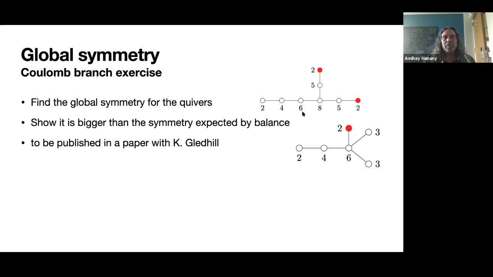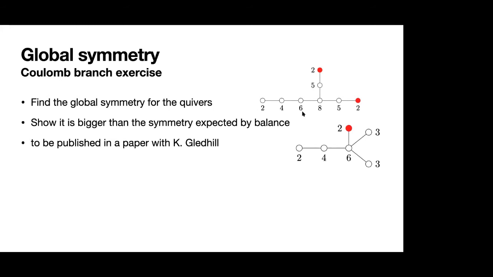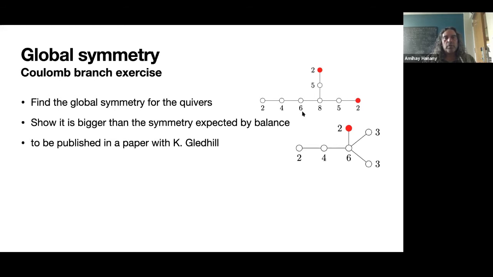Okay. Great, thank you. So we proceed. I should say that I mentioned here the reference to the work of Kirsty. There are actually large classes of such examples where you could construct quivers which are ordinary looking, but nevertheless, the global symmetry is bigger than the expected symmetry you compute from balance.